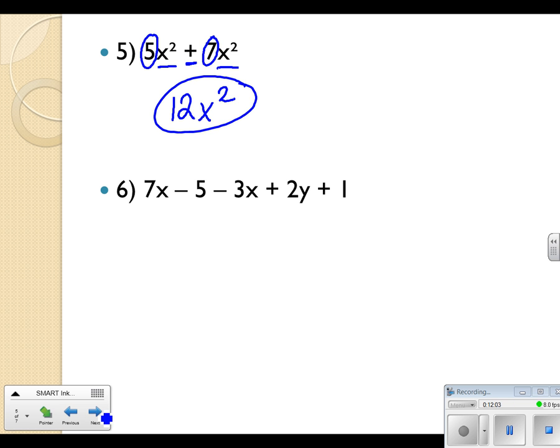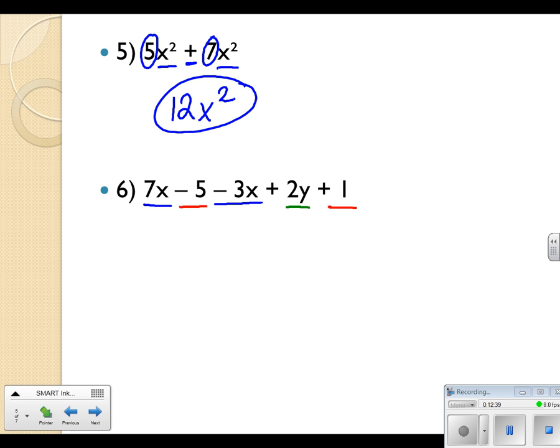Now in number 6, we have 1, 2, 3, 4, 5 terms. And so we have to match up our like terms. Well, I have a 7x, and that's a like term with a -3x. Notice I pointed out it's a -3x, that minus sign in front. 2y, that's positive. I don't see a like term because there isn't another term up there with a y. I have -5, and that would be a like term with 1 because real numbers, constants, we can add or subtract them.